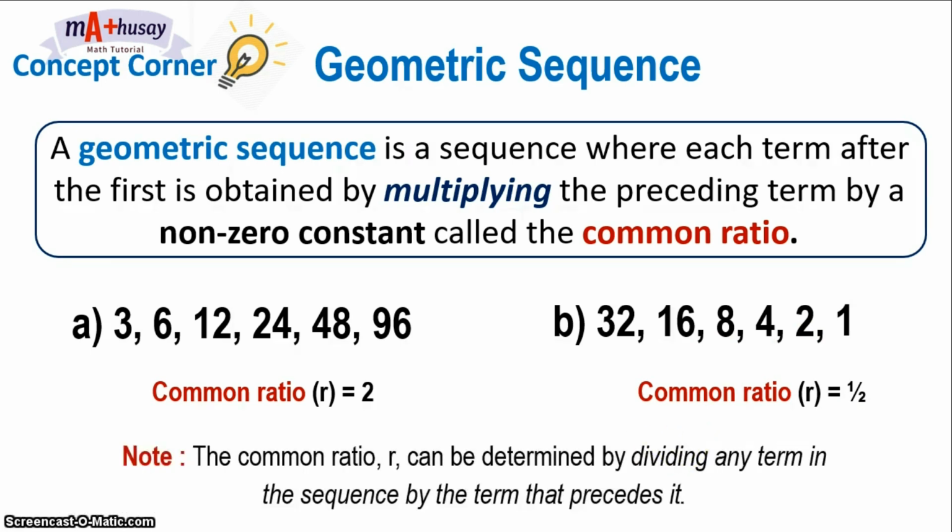Note that the common ratio r can be determined by dividing any term in the sequence by the term that precedes it. Say in example A, we take 24 and the term that precedes it, which is 12. Now, when you divide 24 by 12, that will give you the common ratio, which is 2. Now, we take 96. 96 divided by 48, that will still give you positive 2. So that's how you get the common ratio.